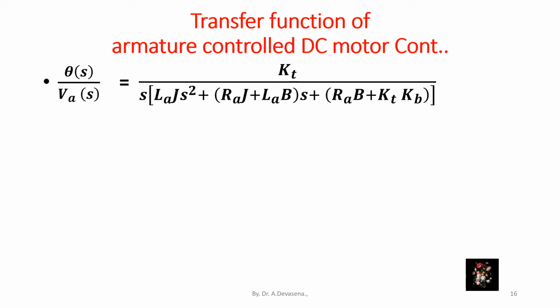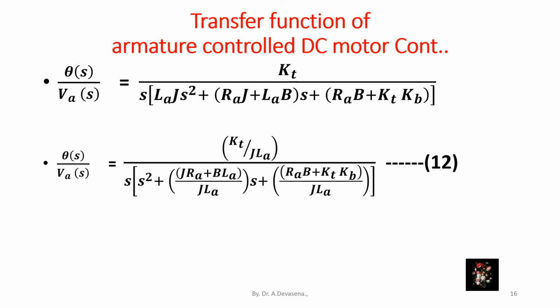If we further simplify this equation, taking the coefficient of the s² term, L_A into J, from the denominator to the numerator, we get θ(s) by V_A(s) is equal to, in the numerator K_T divided by J L_A, and in the denominator s into (s² plus ((J R_A plus B L_A) divided by J L_A) s plus (R_A B plus K_T K_B) divided by J L_A). Consider this as equation 12.